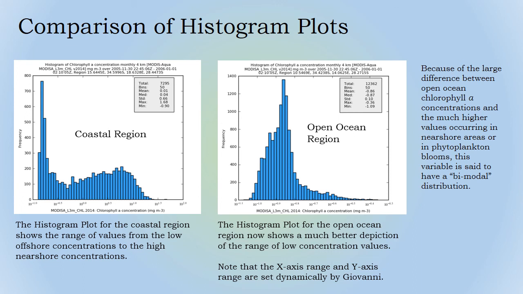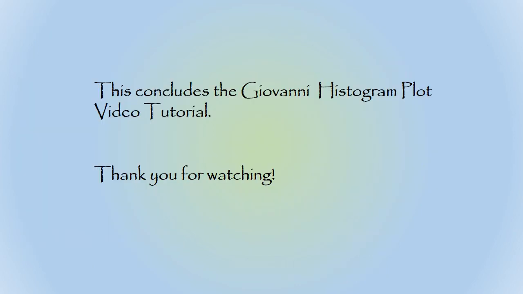Because of the large difference between open ocean chlorophyll A concentrations and the much higher values occurring in nearshore areas or in phytoplankton blooms, this variable is said to have a bimodal distribution. This concludes the Giovanni histogram plot video tutorial.